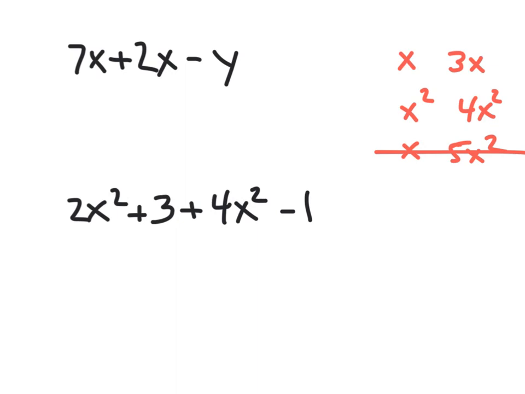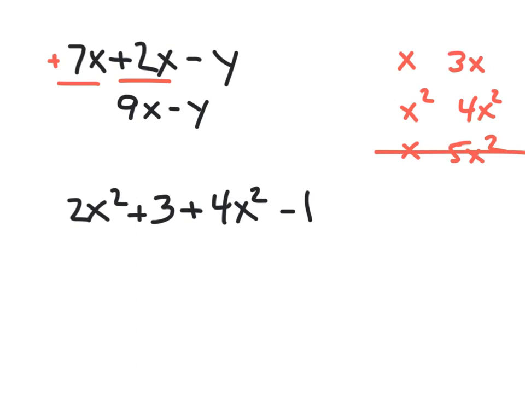Okay, so let's look at this first one. We have 7x, and that's positive because there's no sign out in front, which means it's positive. And we also have positive 2x. And so 7x's and 2x's will give us 9x's when we combine like terms, and then we have minus y. That would be combining like terms, terms that are alike.